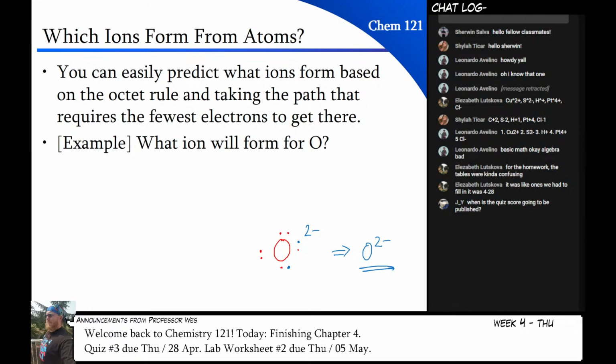So whenever you see oxygen, you'll either see it as O in its atomic state, which is 6 valence electrons, or its ionic state, which would be with 8 valence electrons. 8 valence electrons is 2 more than it normally has, so we give it a charge of 2 minus.